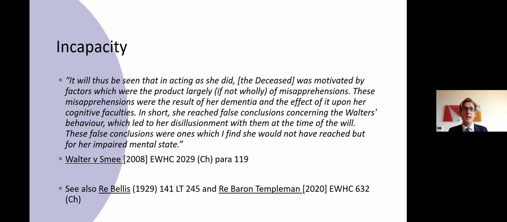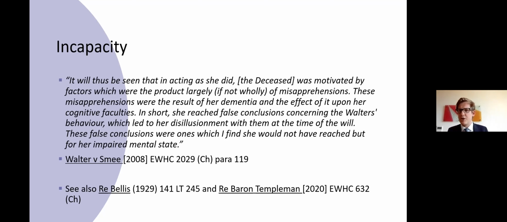Ball and Ball is a 2017 case of Master Matthews, or His Honour Judge Matthews now, here in Bristol. In that case, the testator wrongly believed, or so it was advanced by the claimants, that her now deceased husband had not committed sexual abuse against their children, and she'd excluded the children on this basis. It's a very sad case.